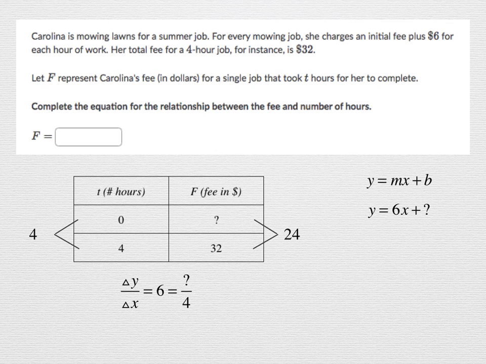So if in fact my change in y is 24, then what fee did I start with at 0 hours, which when I added 24 to it gave me 32? That would have to be $8 as the initial fee. So now I have my slope-intercept form of the equation. I just need to use the variables that are given to me in this problem. So F then is equal to 6T plus 8.